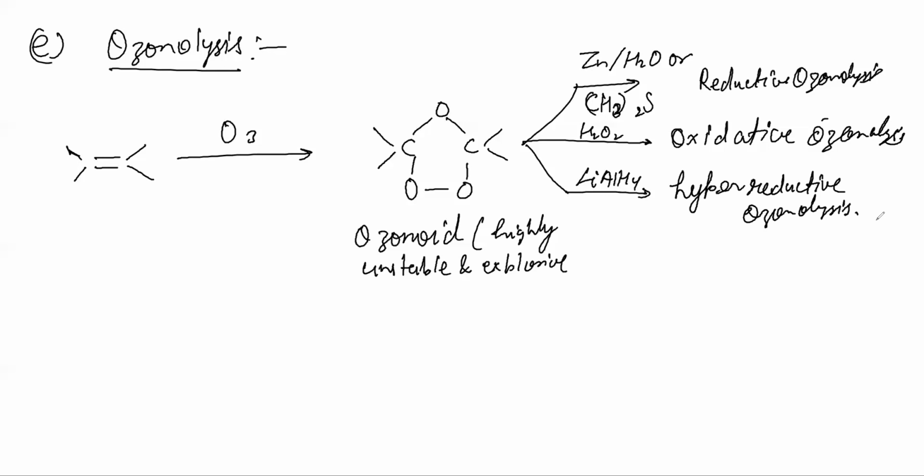The first one results in aldehydes and ketones. The second one results in ketones and carboxylic acids. And the third one results in alcohol. So just write up to here. We will understand on the next one how the product is formed.